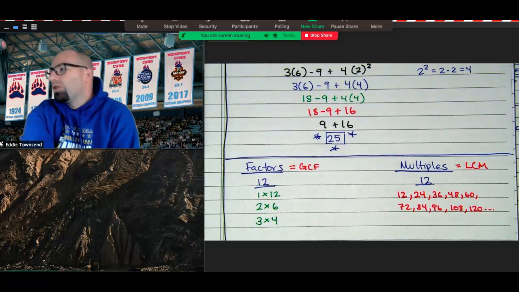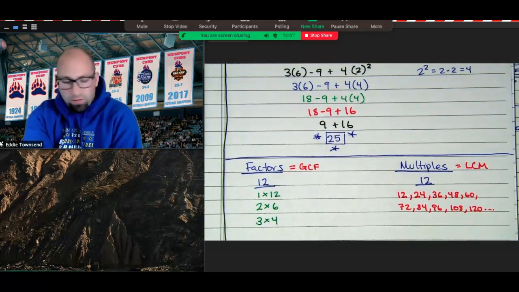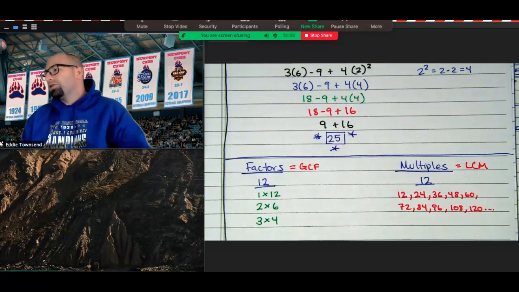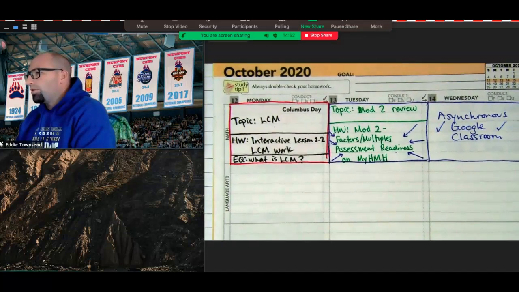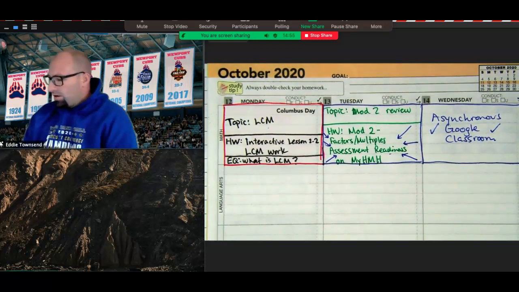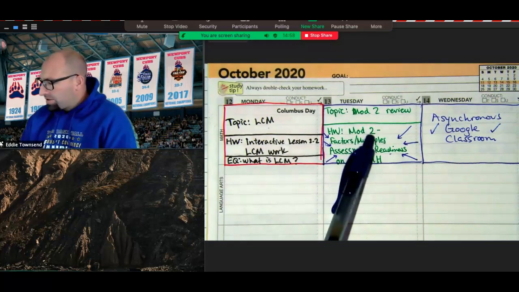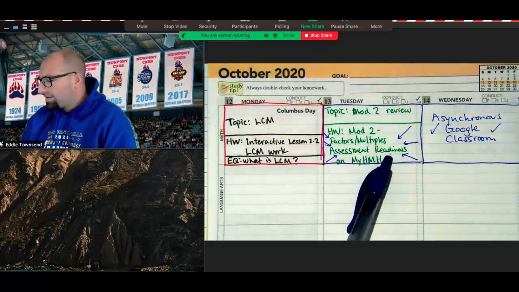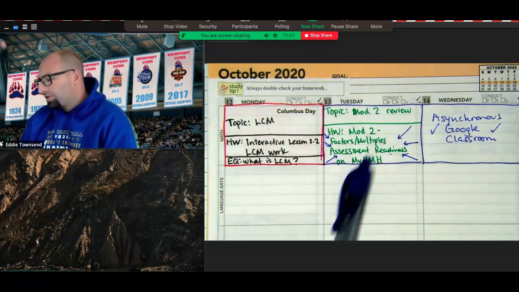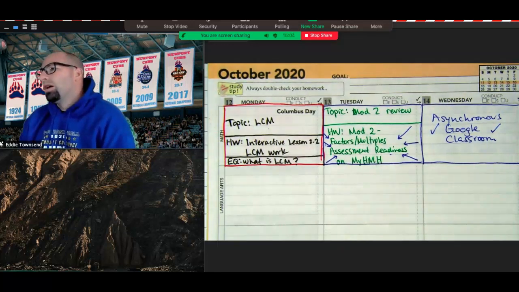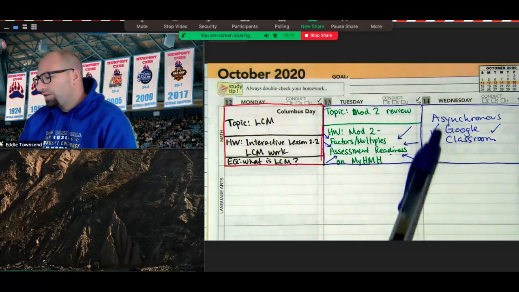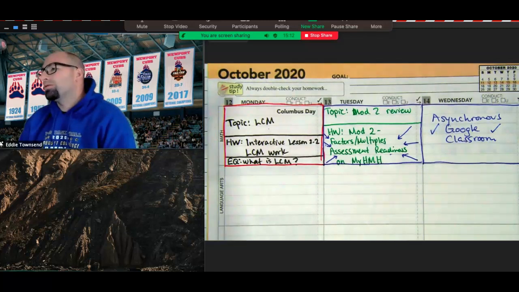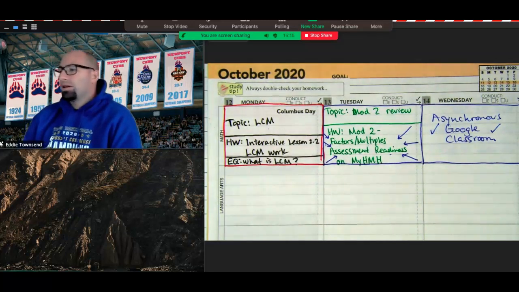Okay, so what you're going to do now is you're going to go on your My HMH. You are going to make sure that you write this down, okay, on your planner. So today we are going to do Mod 2 Factors and Multiples Assessment Readiness. So that's in your My HMH. Make sure you do a really good job on this because this will get you ready for the post-mod test. And then tomorrow, make sure that you check into your asynchronous lesson on Google Classroom. So check Google Classroom for that. Get that rolling.